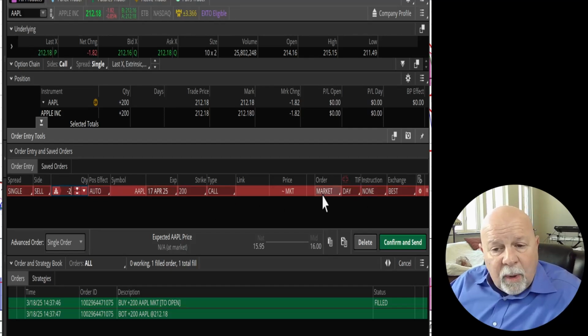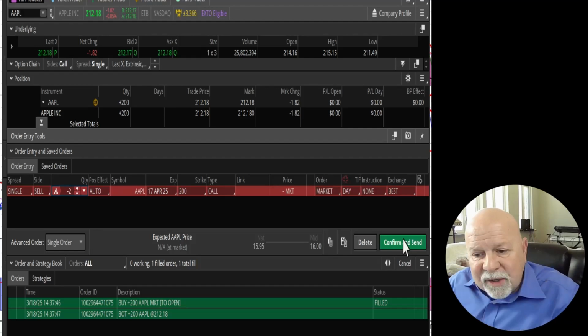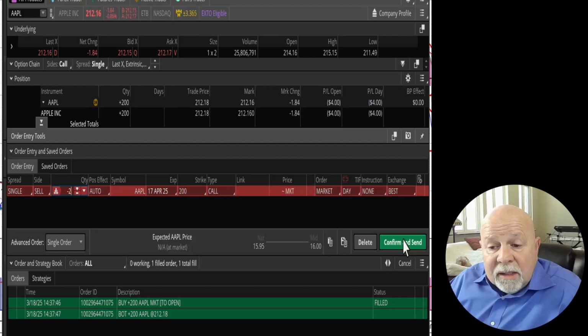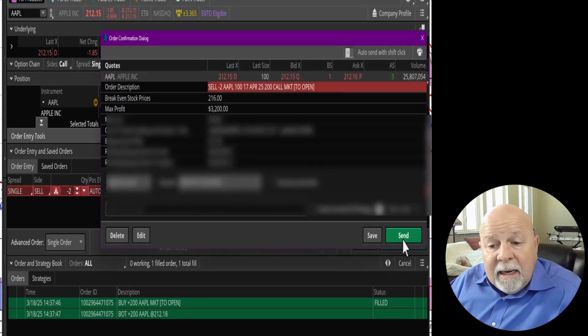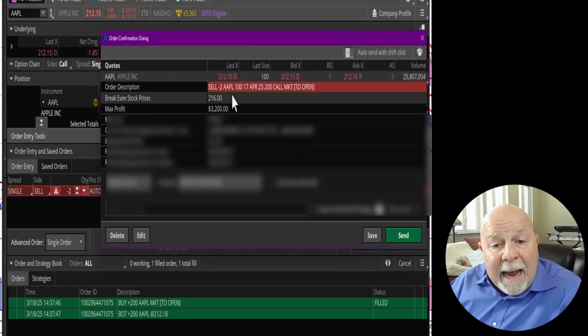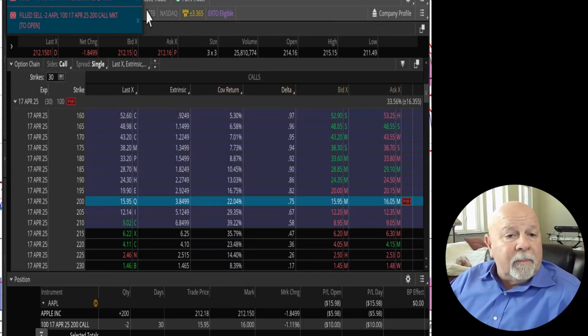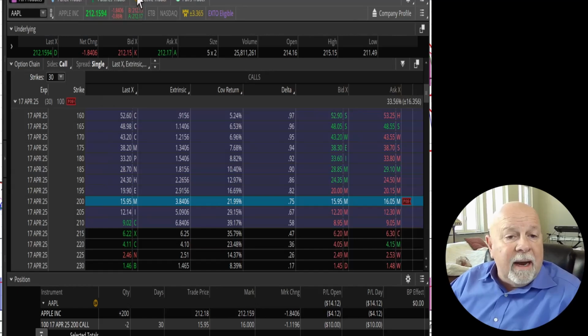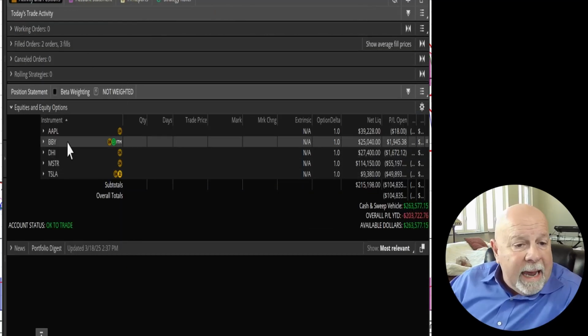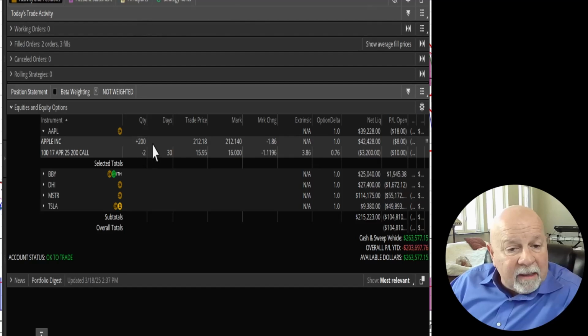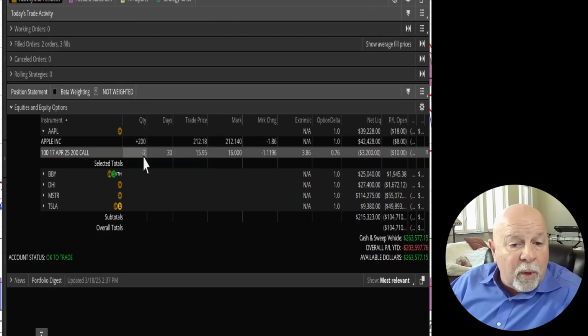Okay, so we're going to do it as a market order because for 2 contracts, it's not worth trying to get in between for just a couple of pennies and miss the trade. So I'm just going to go ahead and confirm and send, selling 2 Apple calls at the market. They're the 200 strike price, and let's do it. All right, let's just make sure that's all in there. And so Apple, we just opened that up. We got long 200 shares, and we are short 2 contracts.